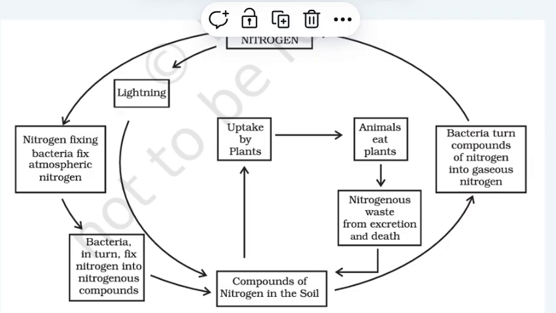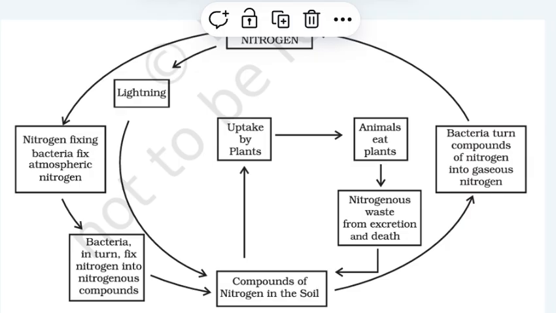Lightning converts the nitrogen into compounds in the soil, and bacteria turn compounds of nitrogen into gaseous nitrogen, which is taken up by the plants. Animals eat these plants, and nitrogen is returned as waste from excretion and death.